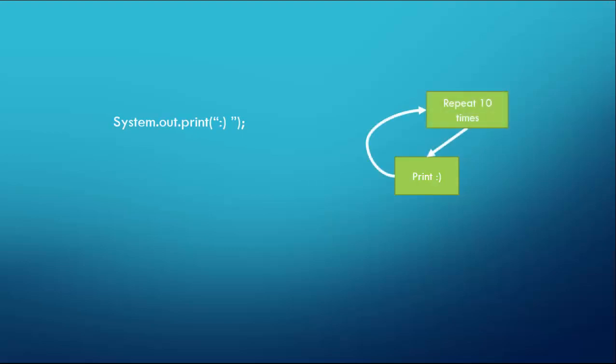Let's go back to our very beginning. We want to print a single smiley face. That's really easy: System.out.print and a smiley face. To repeat that 10 times, again, that should be a for loop. So we're going to put for. Normally we've been using a variable like counter. A lot of times programmers will use the variable i as a counter in their for loop.